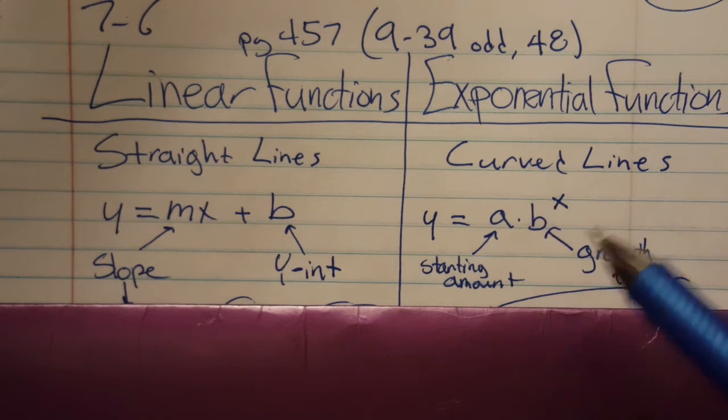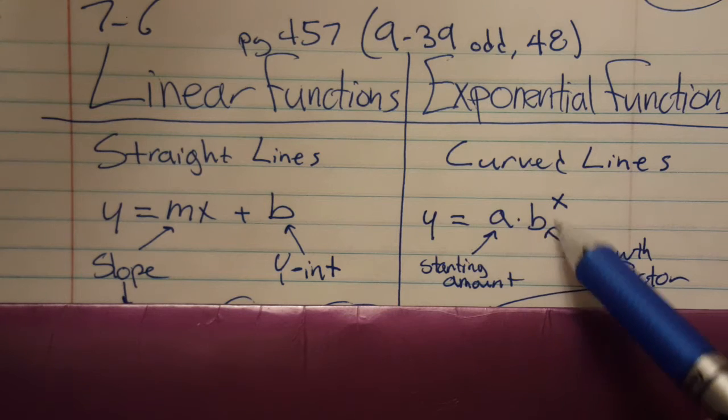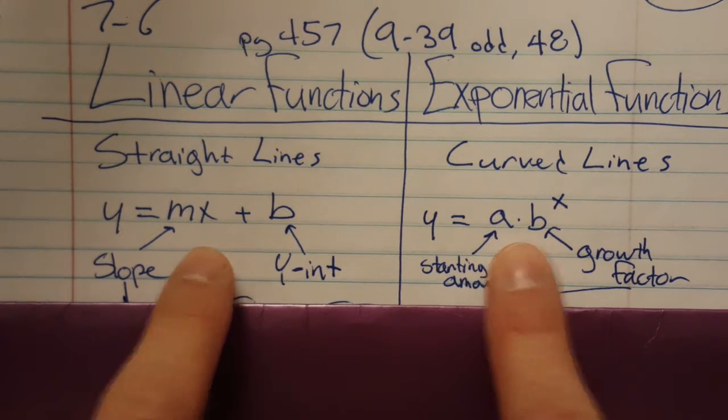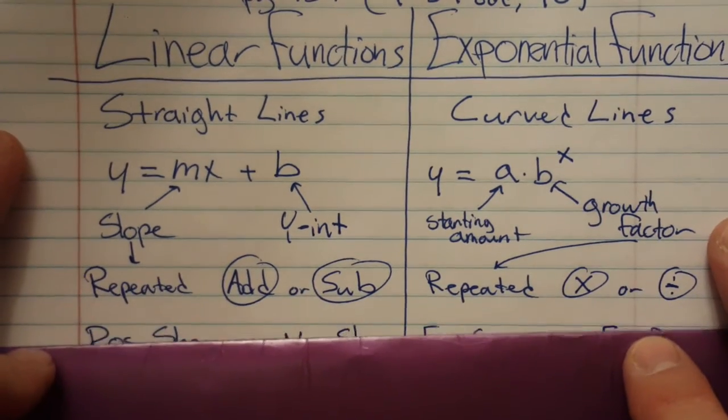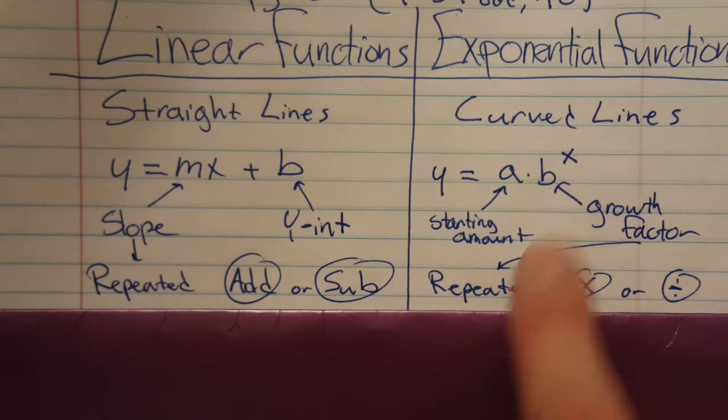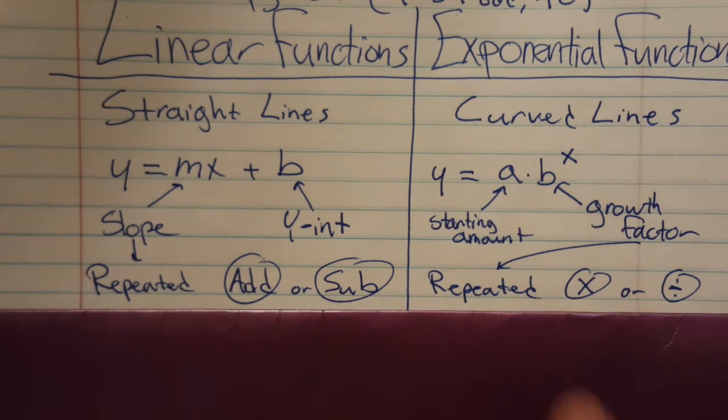Now another thing I like to do is I actually like to put the growth factor in brackets, which you'll see here in a second. Okay, so this is just the basic formula and how they're built. Some more things about them. Again, slope-intercept form is repeated addition or subtraction. This is repeated multiplication or division, usually multiplication.